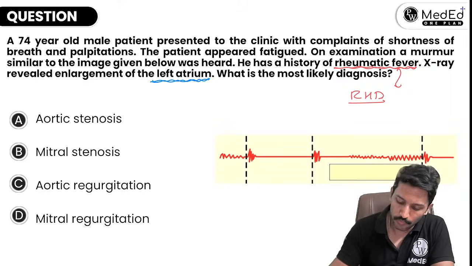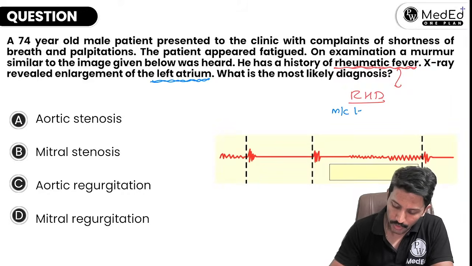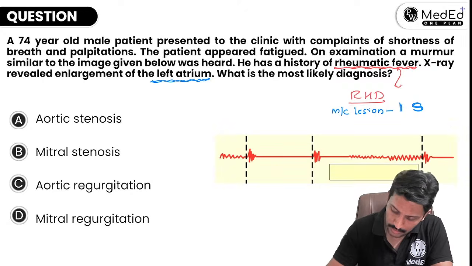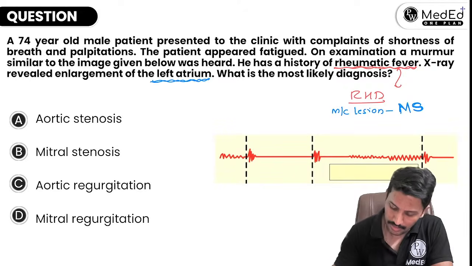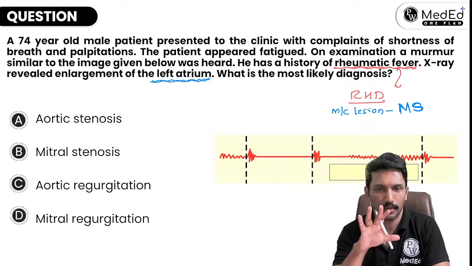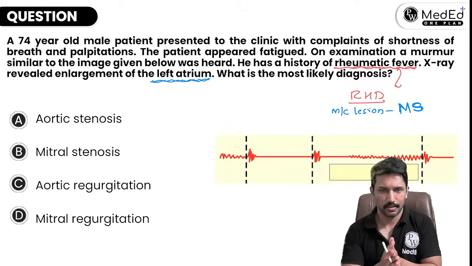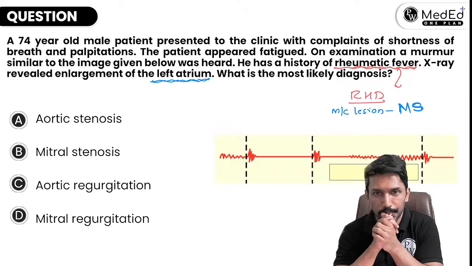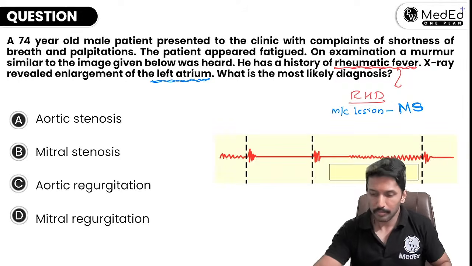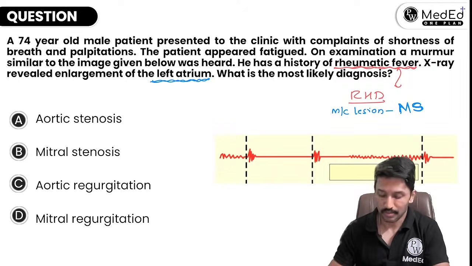The most common valvular lesion in rheumatic heart disease is going to be mitral stenosis. Most commonly affected valve in rheumatic heart disease is the mitral valve, and the lesion is mitral stenosis. So MS is the most common lesion that we are expecting. Okay, so this is from the context, but I still have to look at the image and then come out with a conclusion. So can anybody look at the image and tell me what is this murmur?